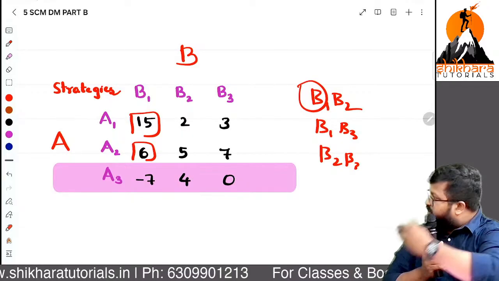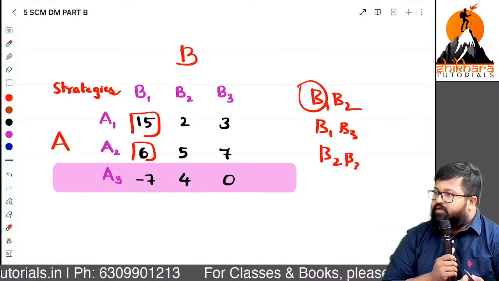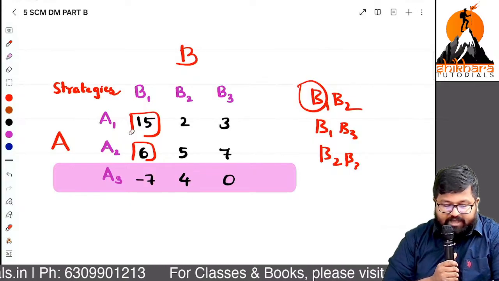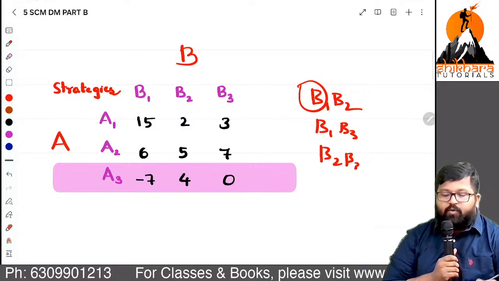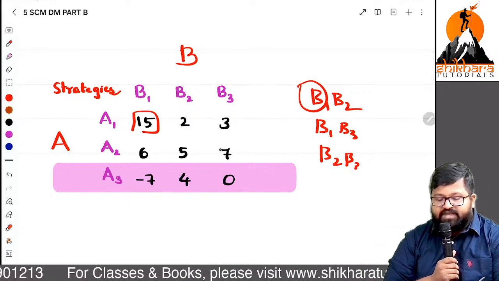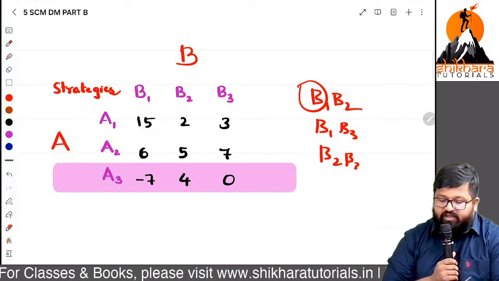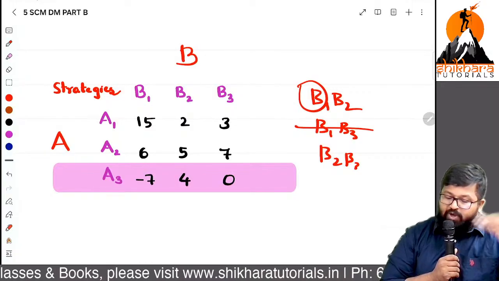Sir, let us go with the other option also, B1 and B3. If I compare B1 and B3, what is the highest number there? In B1, first comparison. But what about the second comparison? So it failed there. As it failed there, it is not required. What about B2 and B3?